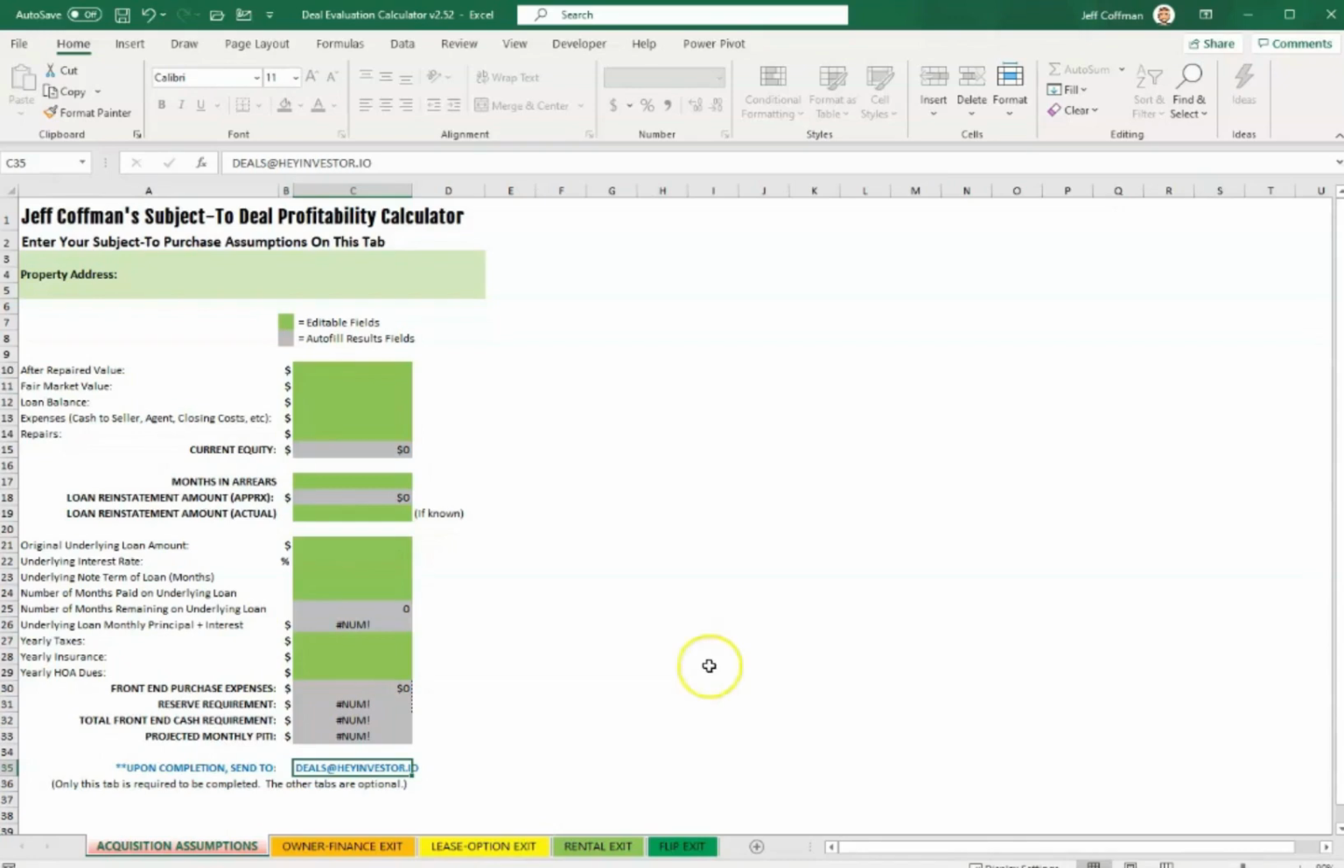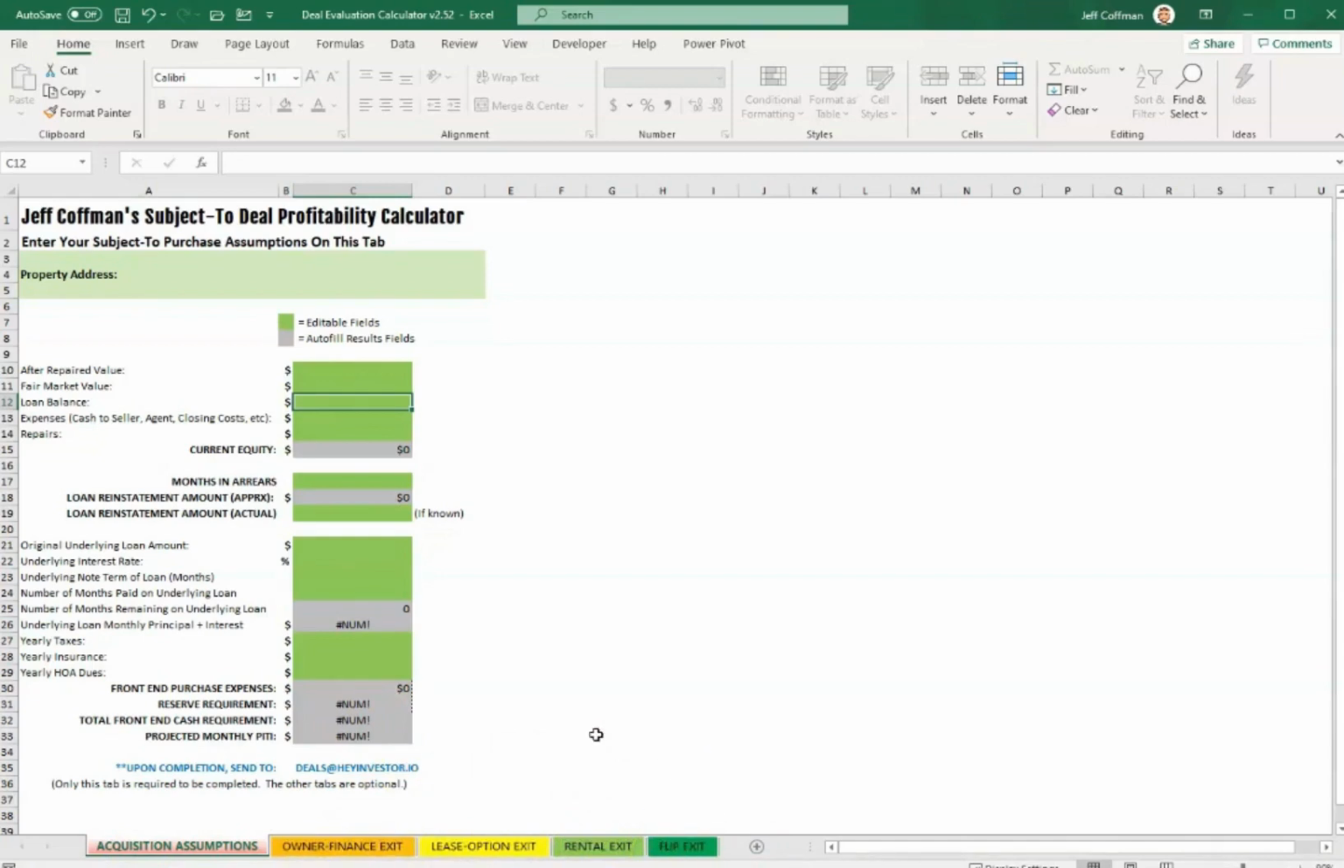And so what we have here is a property address, which I'm not going to fill out, just for reasons of anonymity. Then we have the green fields. All of the green fields are editable. The gray fields are where calculations happen. It auto-populates, so you can't fill those out. And then at the bottom, we have 4 different exit strategies, which are owner finance, lease option, rental, or flip. Your exit strategy may be just one of these exits, and that's perfectly fine.